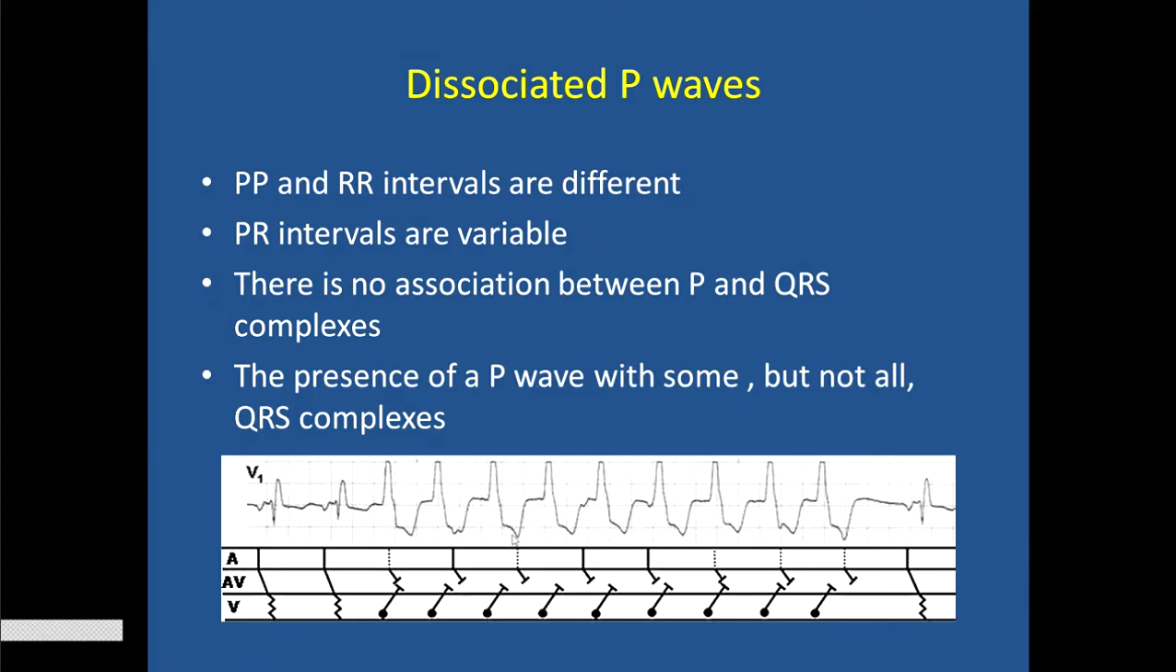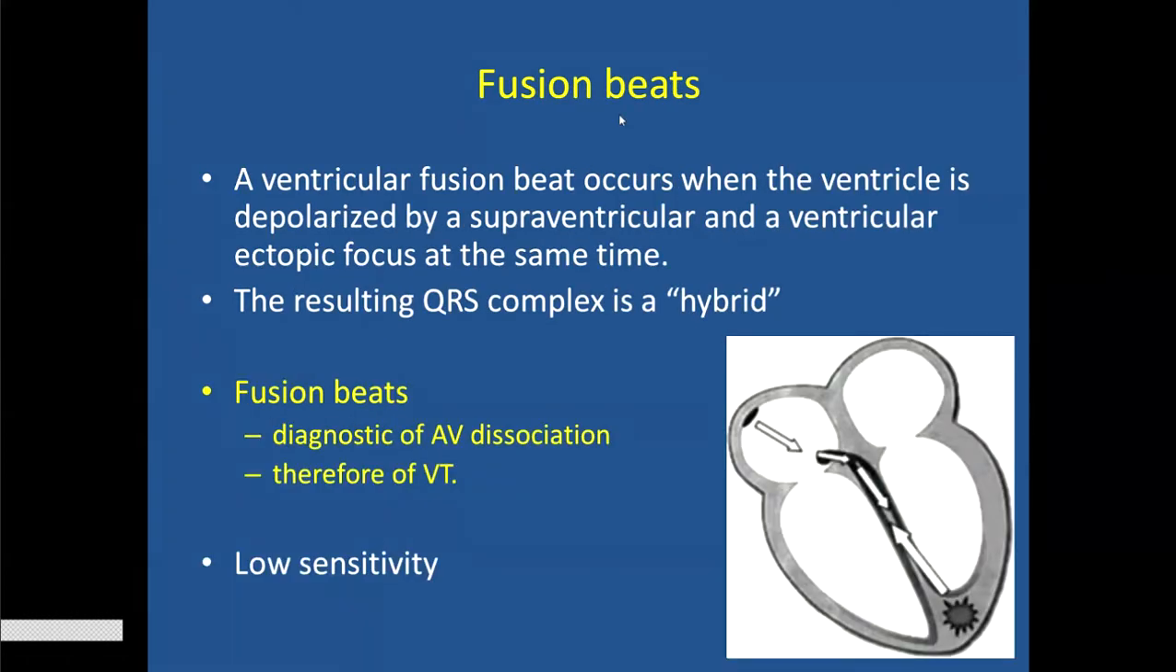The presence of P waves in some, but not all QRS complexes, as in some of the ECGs I'll show later, points towards AV dissociation. Why is it so? Because the P wave could be hidden in the QRS complex. Then there are certain characteristic beats like the fusion beats and capture beats.